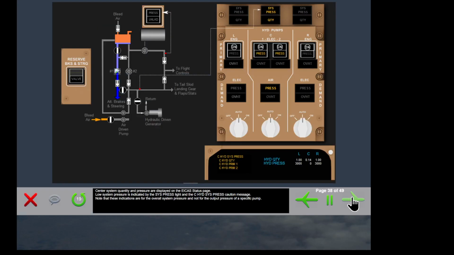Center system quantity and pressure are displayed on the ICAS status page. Low system pressure is indicated by the system pressure light and the center hydraulic system pressure caution message. Note that these indications are for the overall system pressure and not for the output pressure of a specific pump.